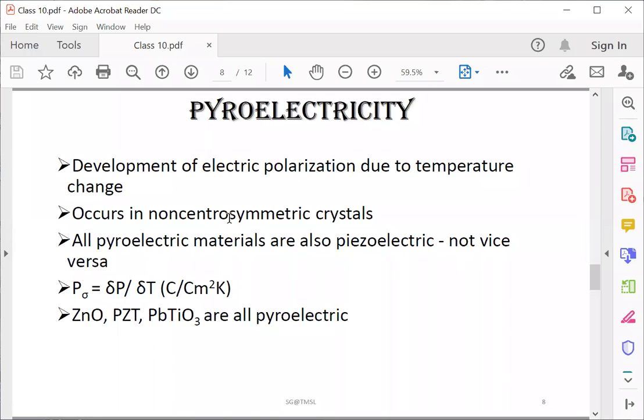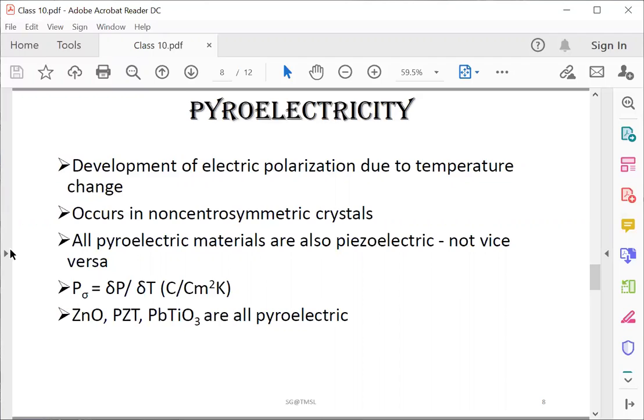So basically it is observed in the case of non-centrosymmetric crystals. Again, all pyroelectric materials are also piezoelectric, not vice versa, because pyroelectric is a subset of the piezoelectric materials. So all pyroelectric materials show the piezoelectric effect. That means all piezoelectric materials may not show the pyroelectric effect, but all the pyroelectric materials will show the piezoelectric effect.